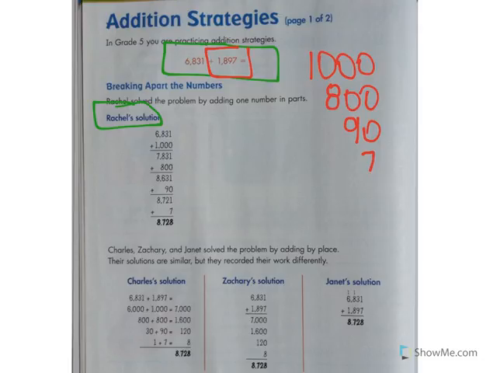So if we look here, she adds 6,831 and she adds 1,000 to it. So 1 plus 0 in the ones column is 1. 3 plus 0 in the tens column is 3. 8 plus 0 in the hundreds column is 8. And 6 plus 1 in the thousands column is going to be 7.